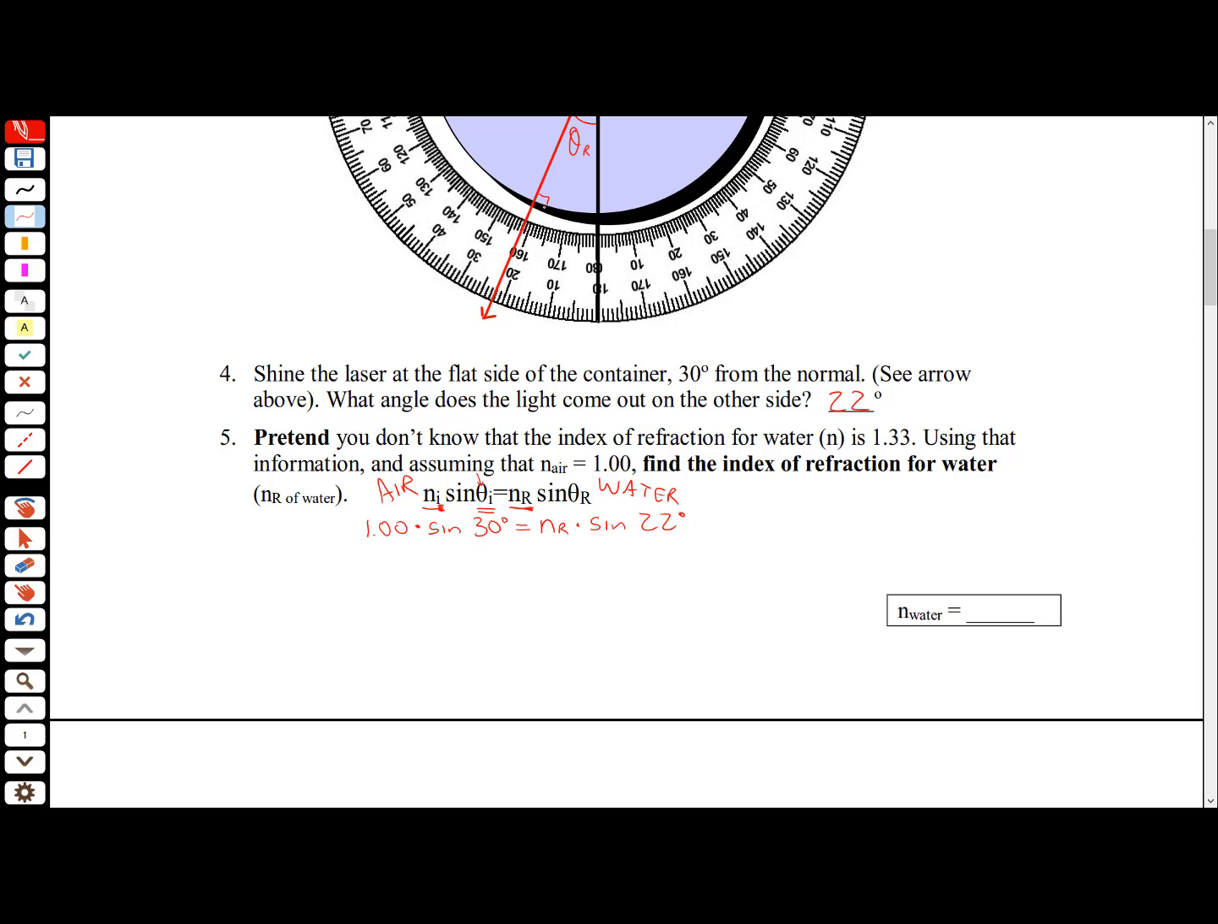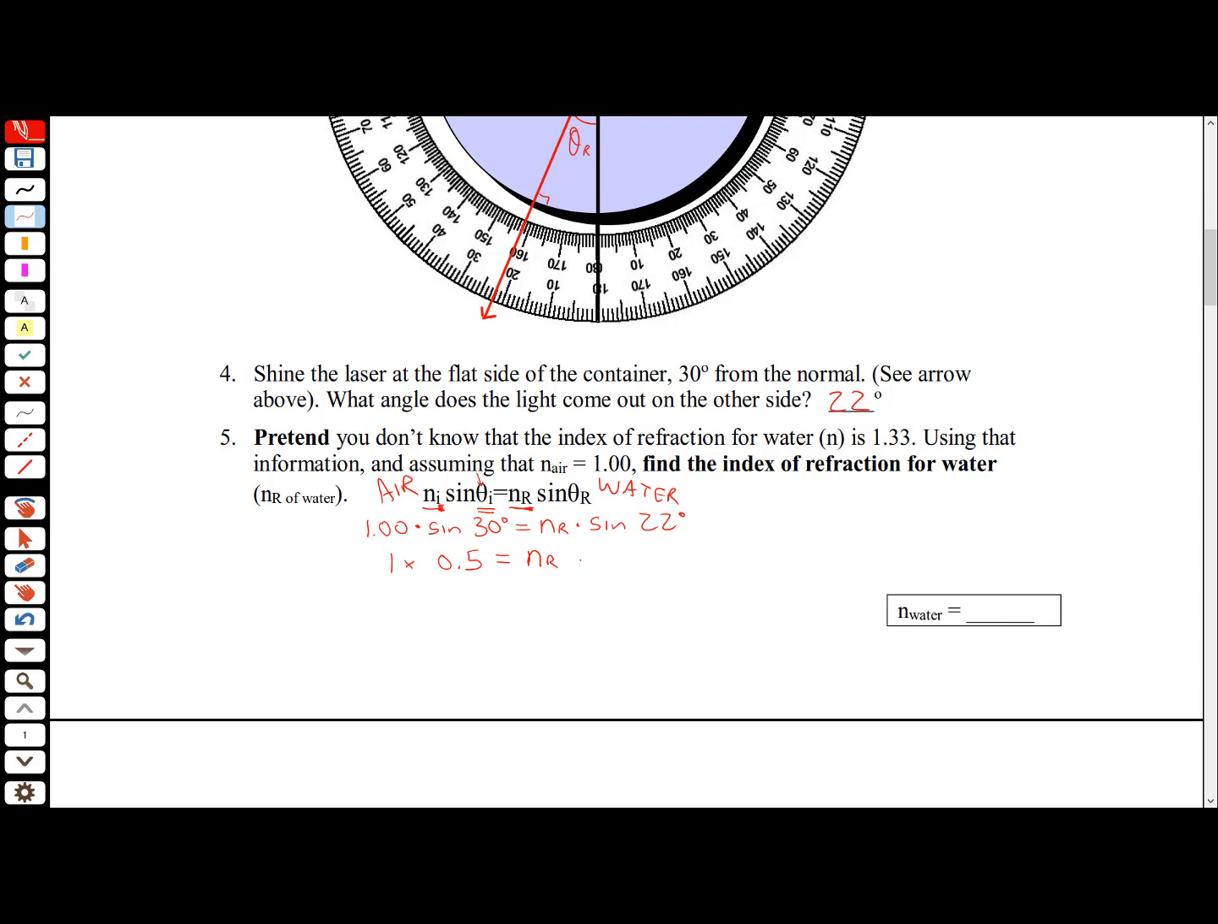Well, sine of 30, if you're going to do that in a calculator, you may not have learned how this function works in math yet, but it's simply a mathematical function similar to multiplication and division. You put 30 into your calculator, and if you've done it right and it's in degree mode, that will be 0.5. From now on, we're not going to write the extra decimals for the moment because it's really close to exactly 1. Nr, our index of refraction for water, and sine of 22 degrees.